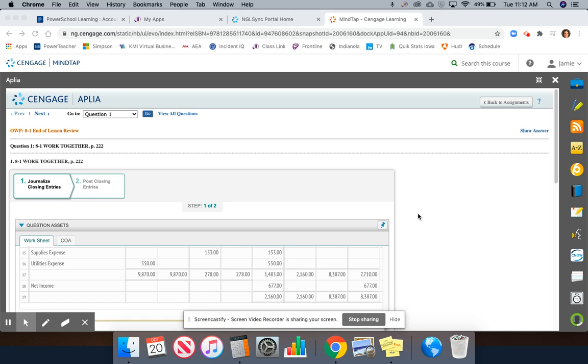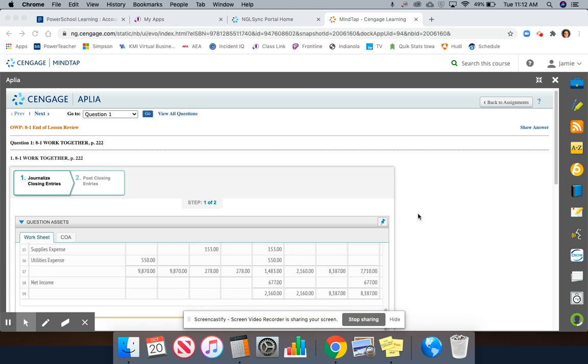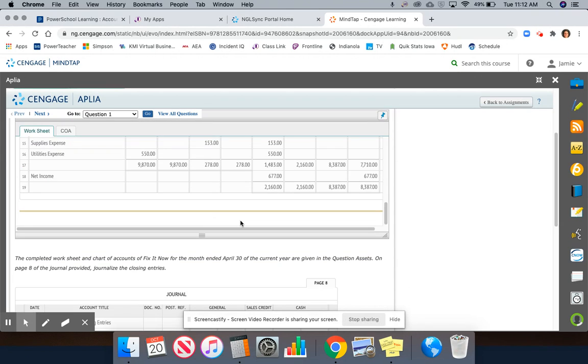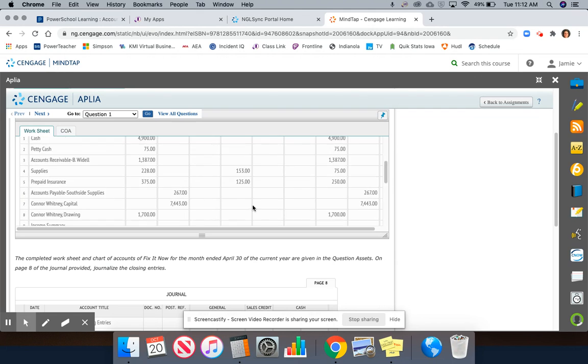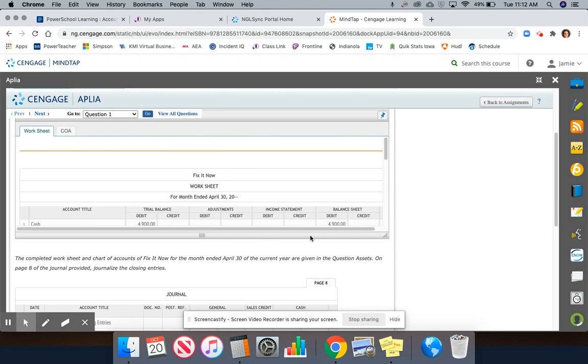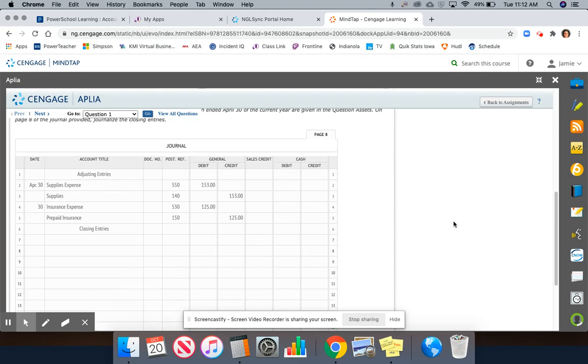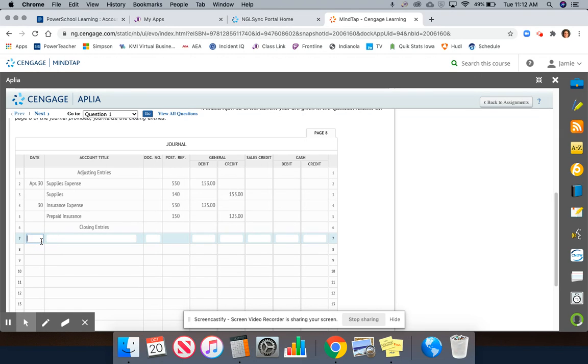For section 8-1 work together, we are going to complete the closing entries and then post those closing entries. So those two tasks: journalize the closing entries and post the closing entries. We are going to be using the worksheet up here, and then down here we have our closing entries. Our closing entries are going to be on the 30th of April, the last day of the month.